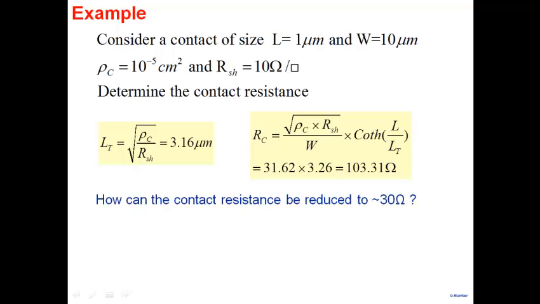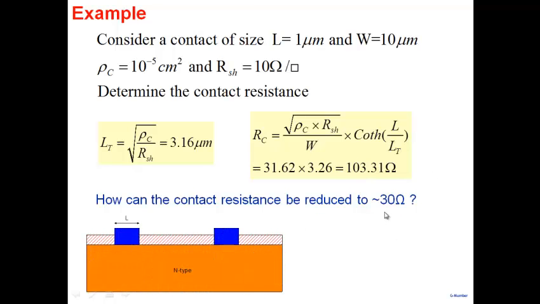All right. Now suppose this is the calculation that you've done. You have a contact of 1 micron by 10 micron here with a contact resistivity of 10 to the power minus 5, sheet resistance of so much, and you get a resistance of 103.31 ohms. Say 103.31 is too high for you. You want the contact resistance to be reduced to 30 ohms. What should you do? What are your strategies?